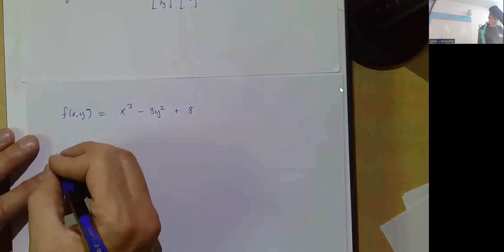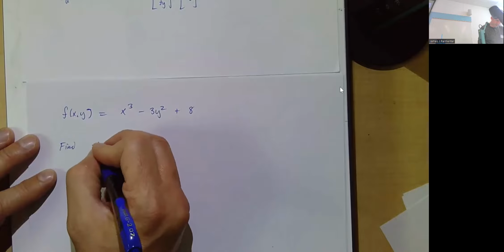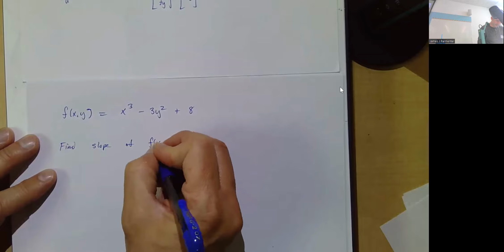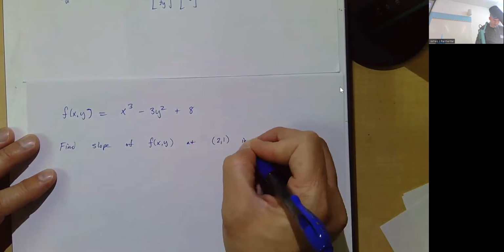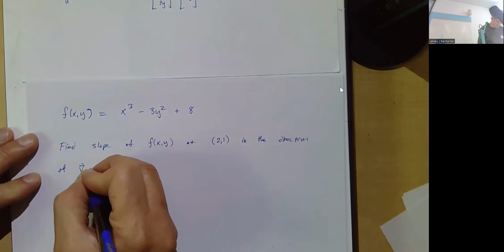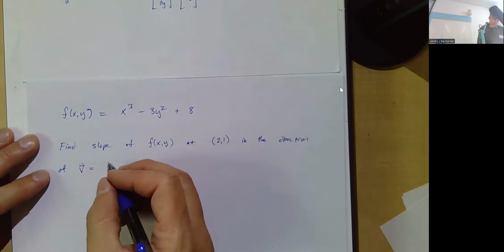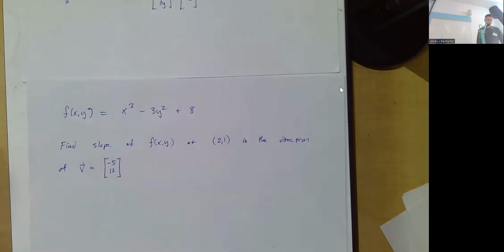And I want to find the slope of f at the point (2, 1) in the direction of the vector (-5, 12). Let's make it somewhat nice. You might notice the vector that we've been given is not a unit vector. It's way, way longer than a vector of length 1.